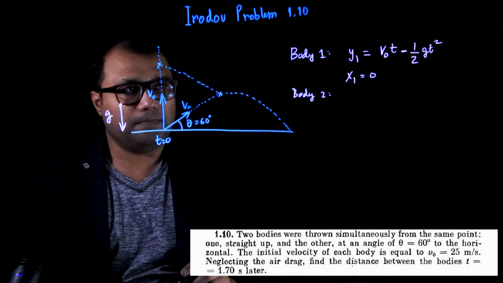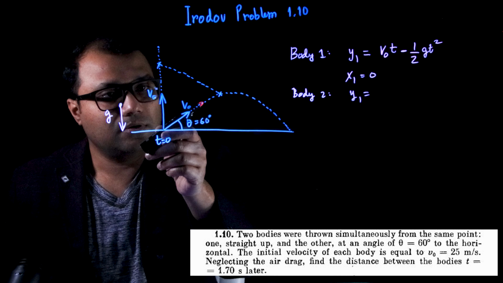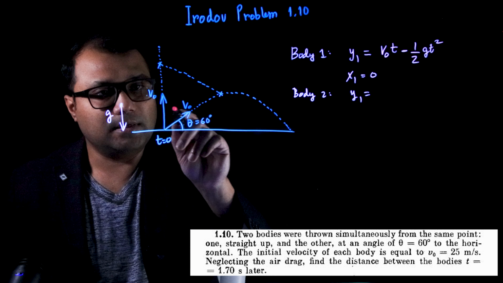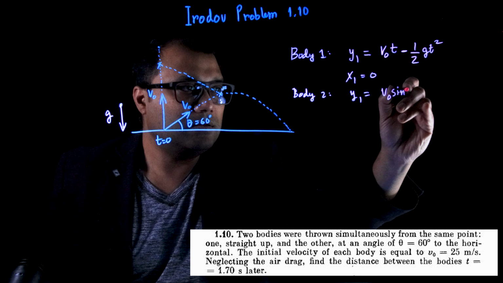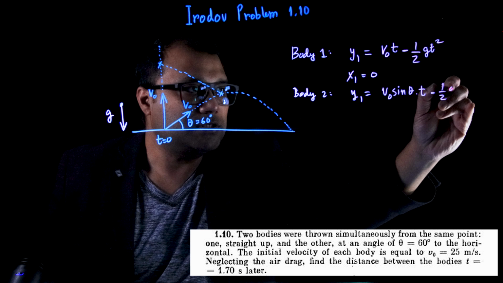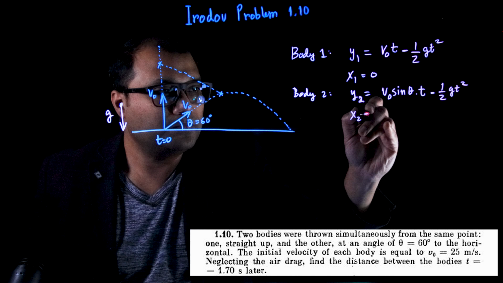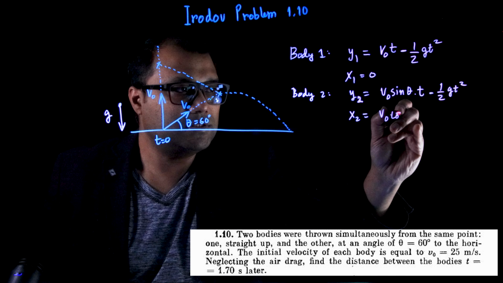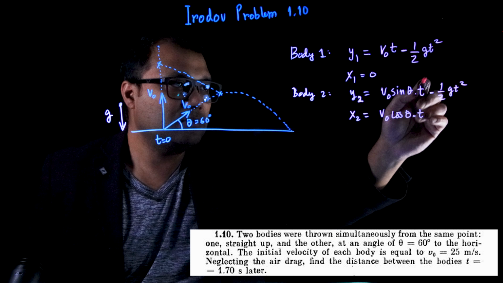Body 2. Okay, what is y2? Y2 is, so the component of velocity vector for body 2 in the y direction. So if this is theta, then the component in the y direction is v0 sine theta. So v0 sine theta times t minus the same thing, half g t square. Okay. Sorry, this should have been y2. What about x2? Now x2, in the x direction, the component of v0 is v0 cos theta times t. And do we have any acceleration in this direction? No. So this part is 0.